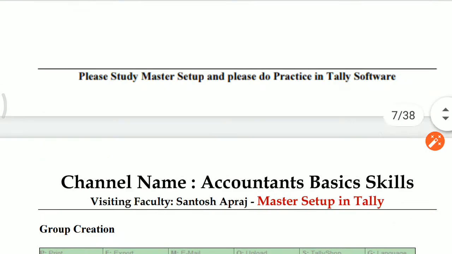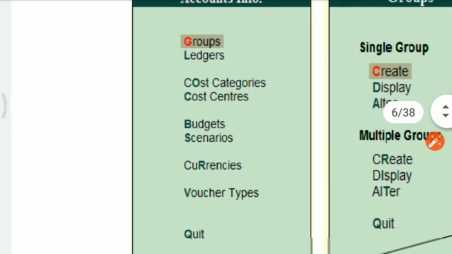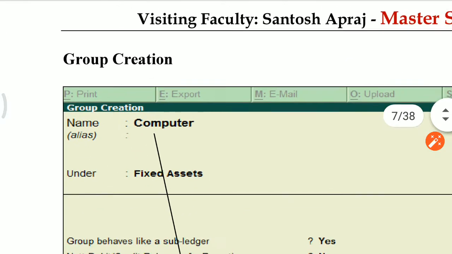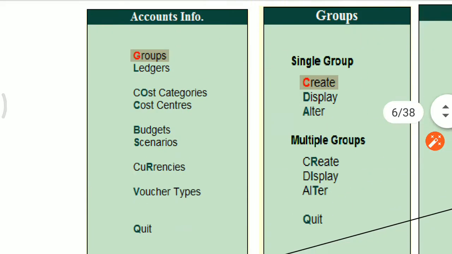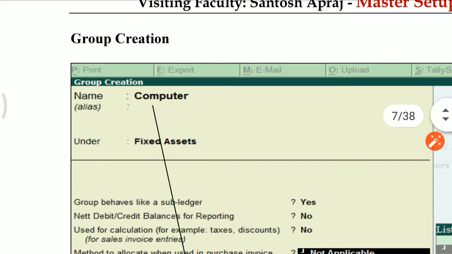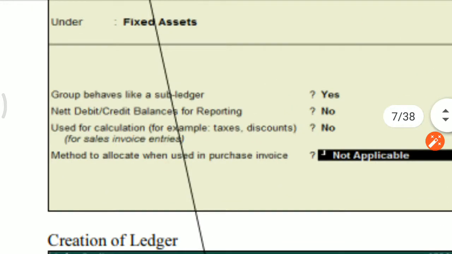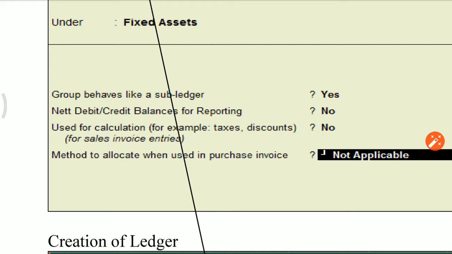Now group creation means this screen will cover account information. This screen has the first option group, ledger, cost categories, cost center, budget, scenario, currency, voucher types, quit. When I press group and create single group, I am creating a single group, that is computer. I have selected main group fixed asset. In the case of group behavior like sub ledger, I have selected yes option.